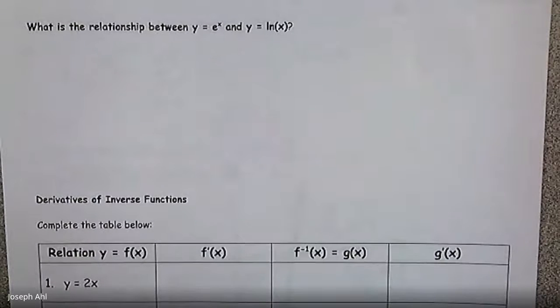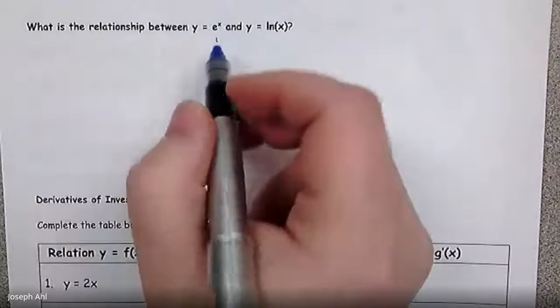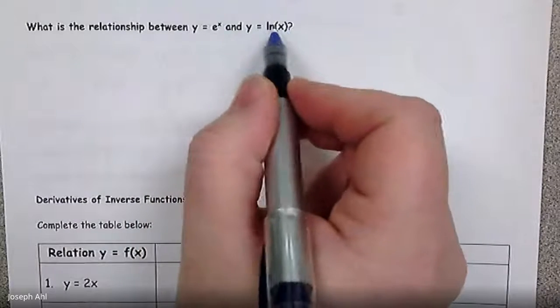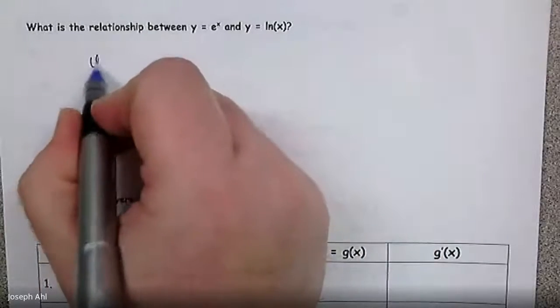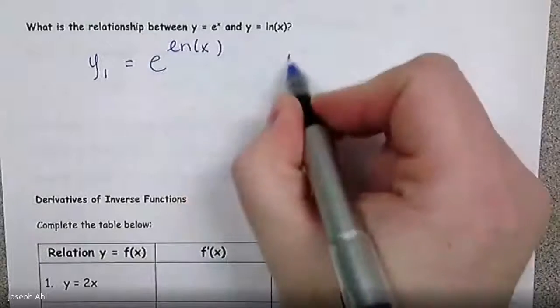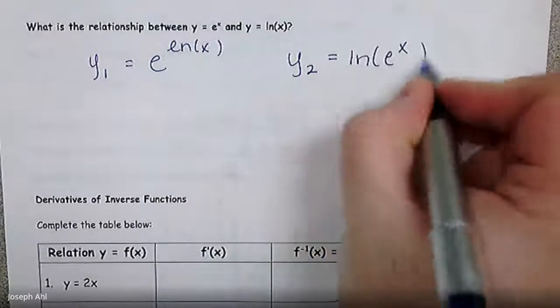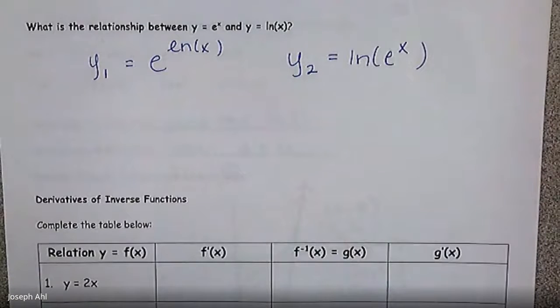One way to justify a relationship here that I want you to come up with is by composing the two functions. So I'm going to do one composition where I take ln x and sub it into this function over here. I'll call that y1. So y1 is going to be e to the ln of x. And then y2 is going to be the ln of e to the x.